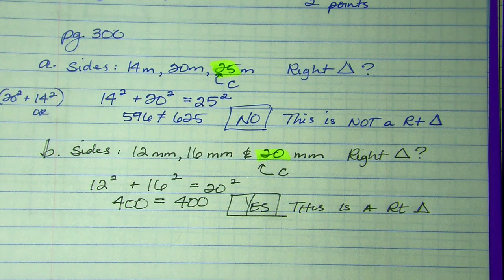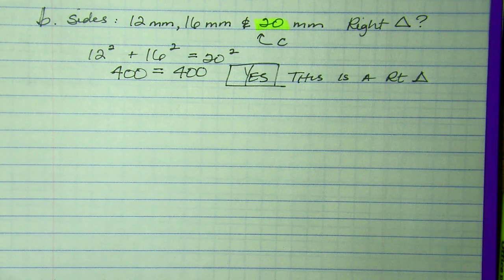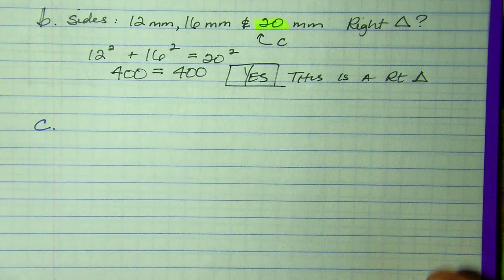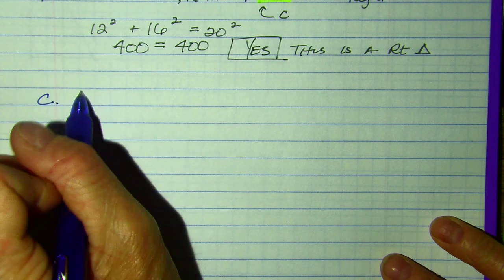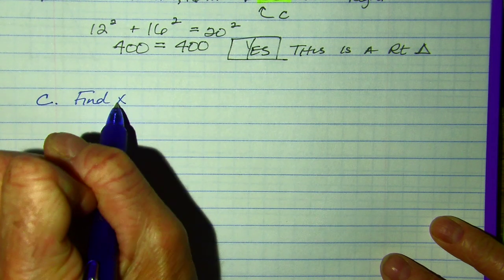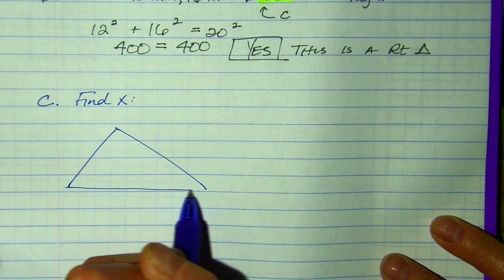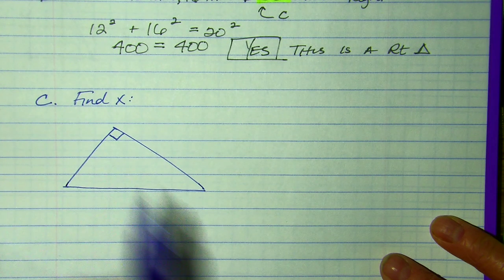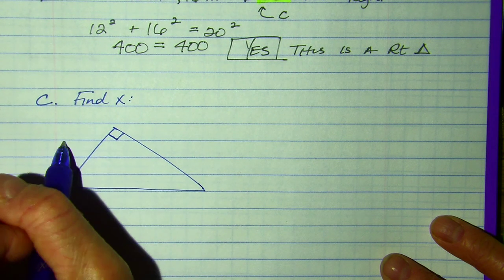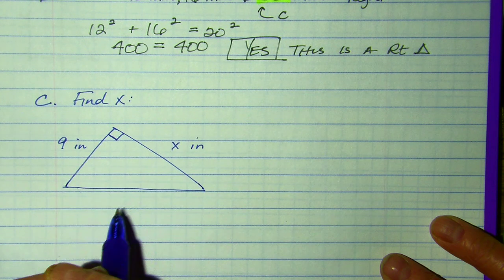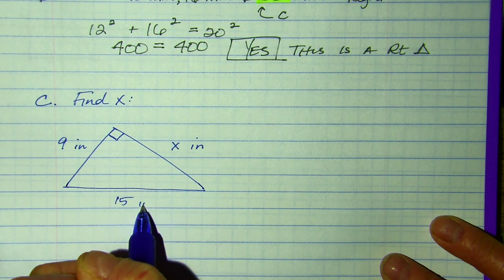All right, moving on, we're now going to use the Pythagorean theorem to find a missing side. So this next one, we're simply going to find it using the Pythagorean theorem. It says find x, and it draws this beautiful triangle. It puts the 90-degree angle here, 9 inches, the side is x inches, and the bottom is 15 inches.